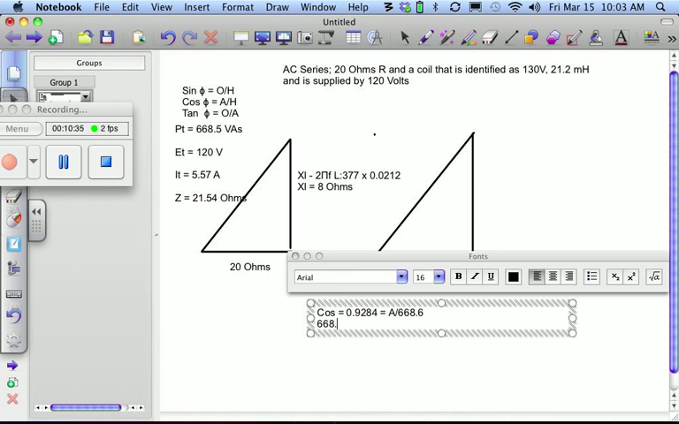668.5 times 0.9284, and that's going to be equal to our side adjacent, or our true power. So we can see that we just multiply this times 0.9284, and we wind up with 620.6.